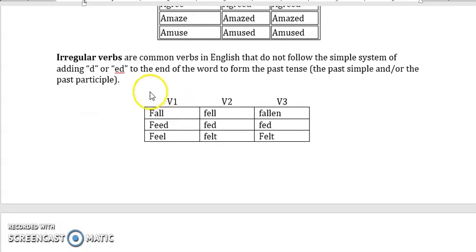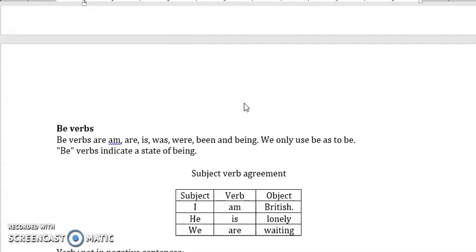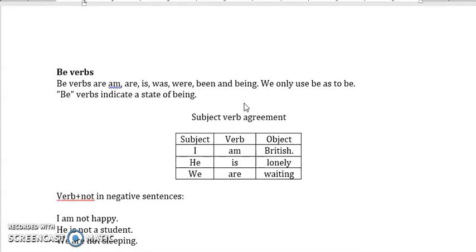While for irregular verbs, common verbs, they do not follow the simple system of d or ed, but they have different form or different spelling for V2 and V3. Later on, I'm going to ask you to find the list, and usually the list will follow alphabetical order for you to refer to. If I'm not mistaken, I have shared with you the V1, V2, V3 list. I'm going to check later.